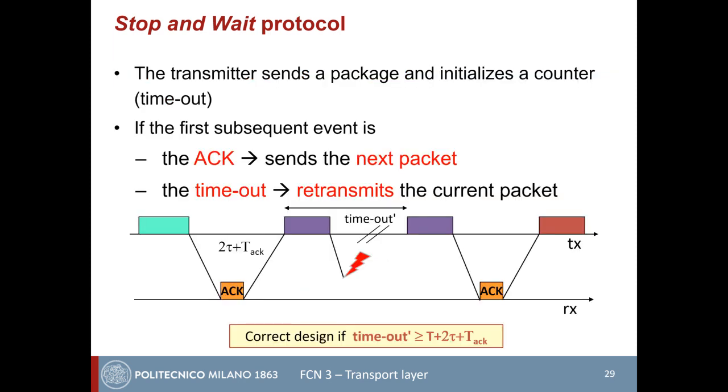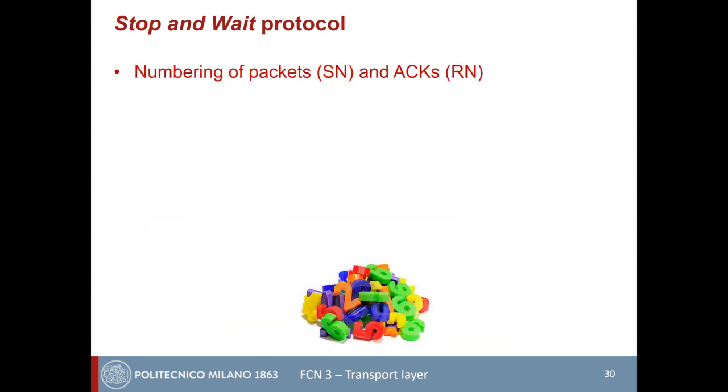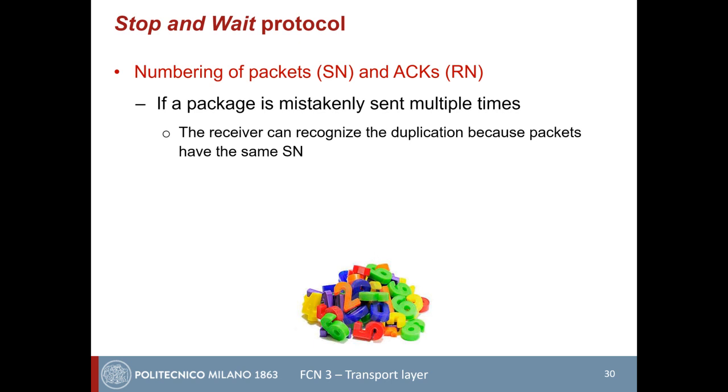There is, however, another issue, and the issue is related to the numbering of packets and of ARQs. Actually, packets must be numbered, and also ARQs must be numbered. Conventionally, the sequence of numbers of the packets is called SN. The sequence of numbers of the ARQs is called RN. Why is numbering necessary?